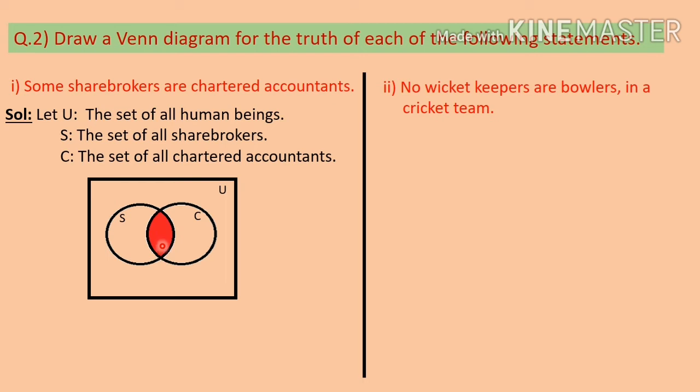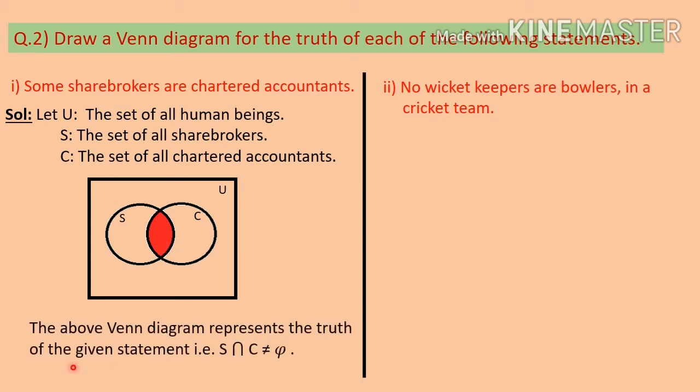And then we will write: the above Venn diagram represents the truth of the given statement, that is, the intersection of set S and set C is not equal to phi. See students, you have to write this justification, this explanation at the end. It carries 1 mark. So don't forget to write this explanation.